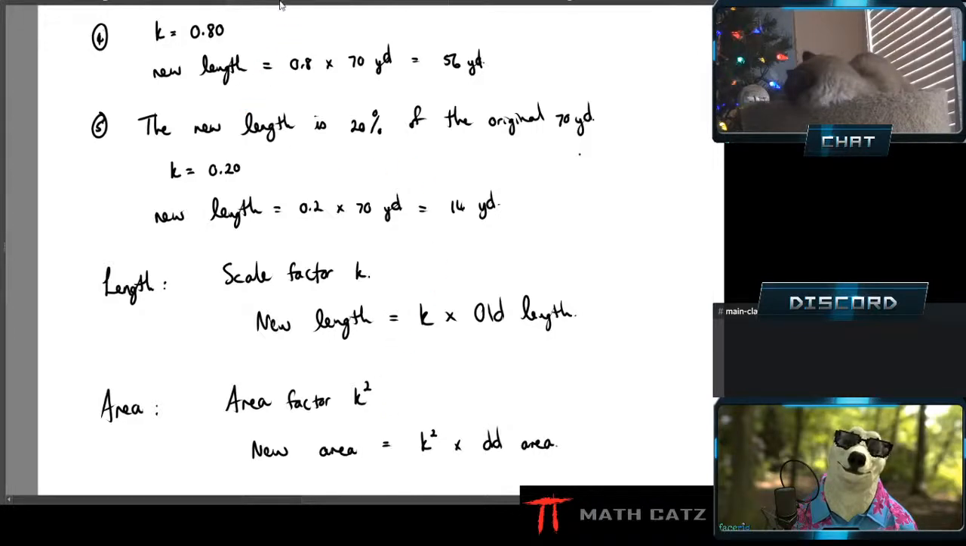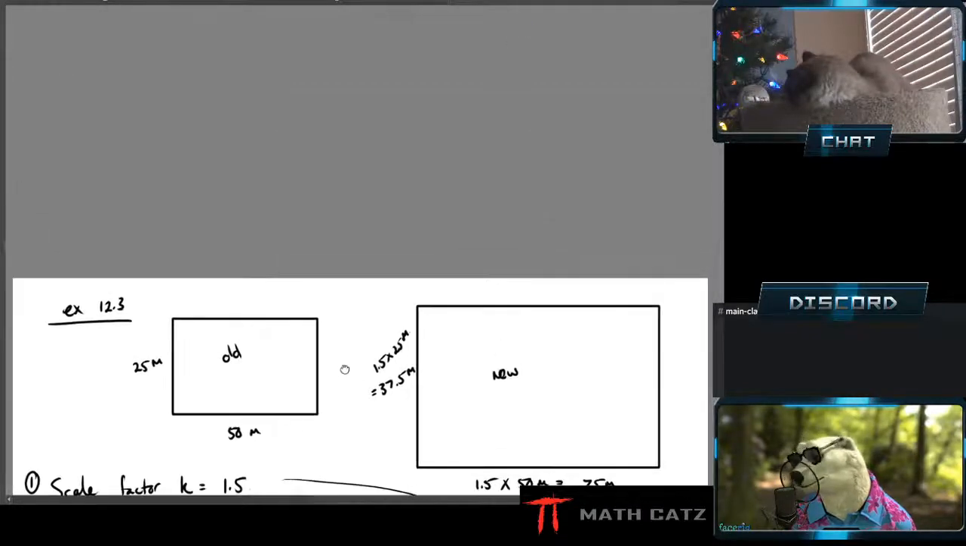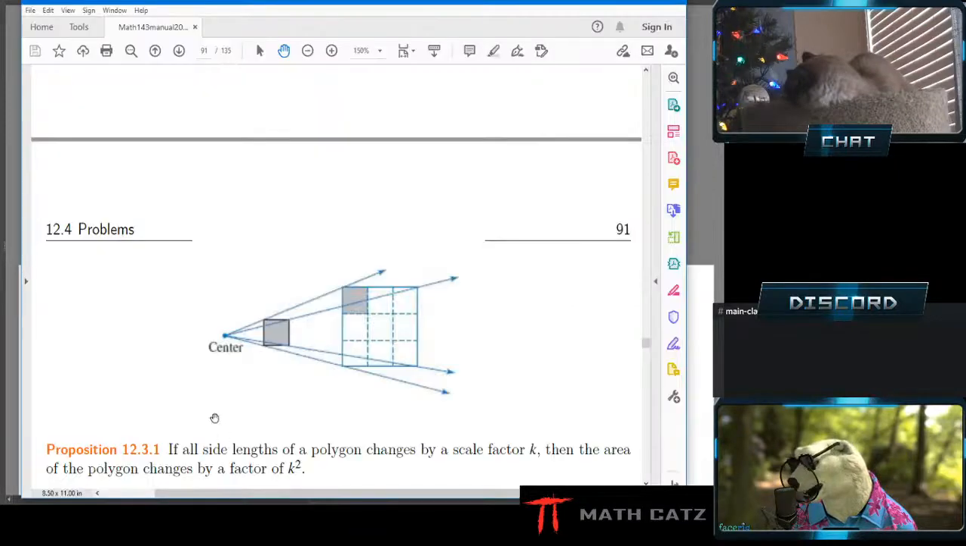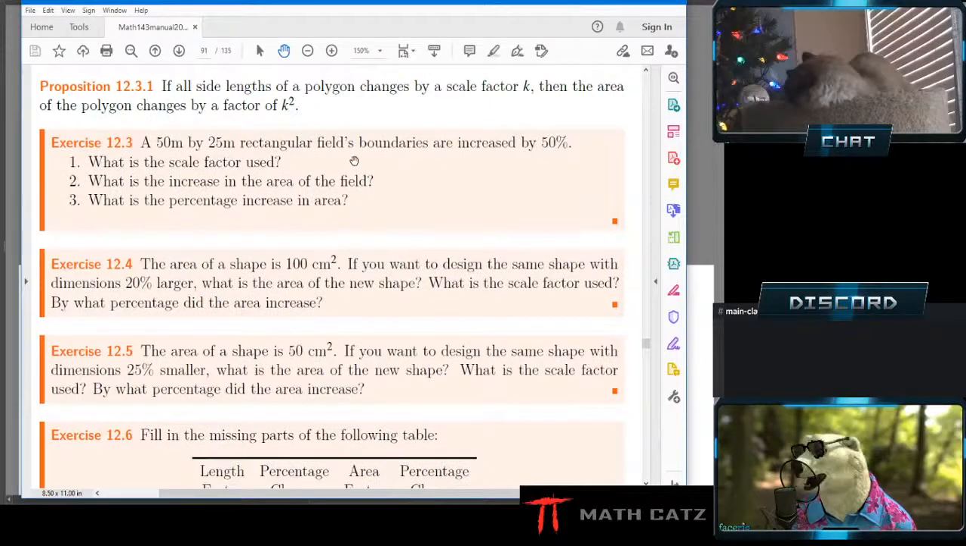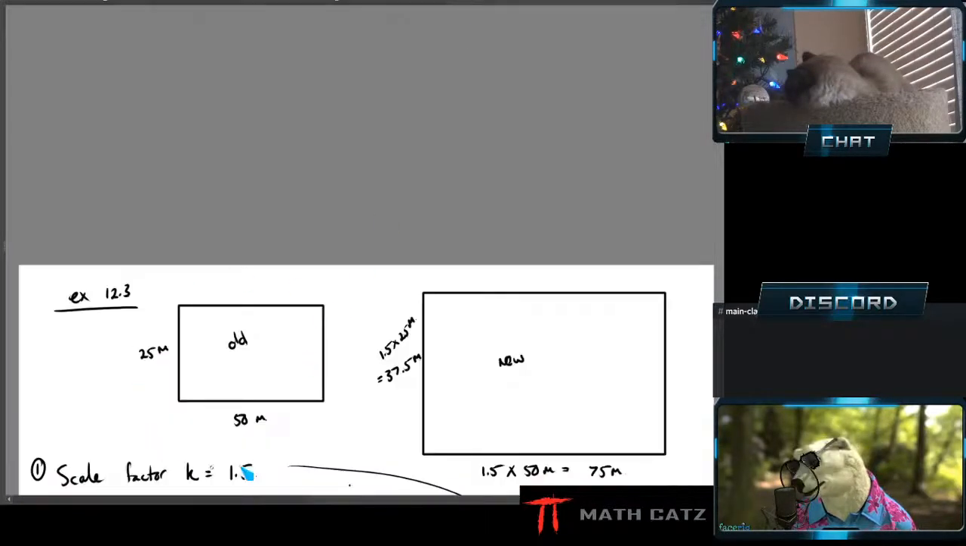Let's have an example to just confirm this k squared. Let's look at exercise 12.3. I'm now going to have the luxury of knowing the rectangle's original dimensions, a 50 by 25 rectangle. The side lengths are increased by 50%. So there's my rectangle, my original. So the scale factor, just like our original example, is 1.5, a 50% increase on top of the base.